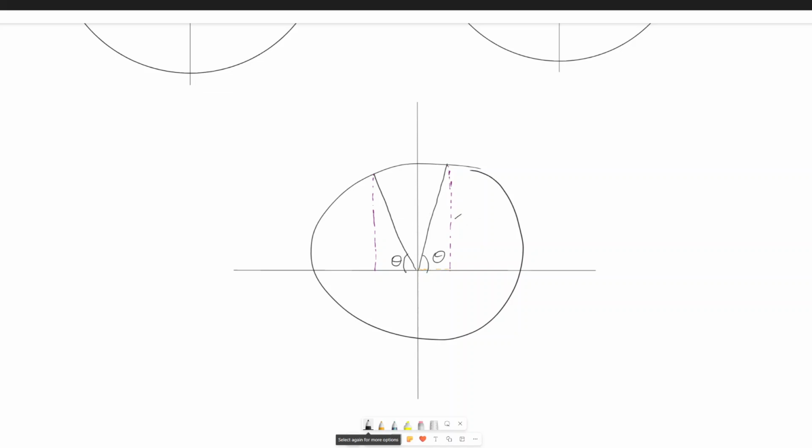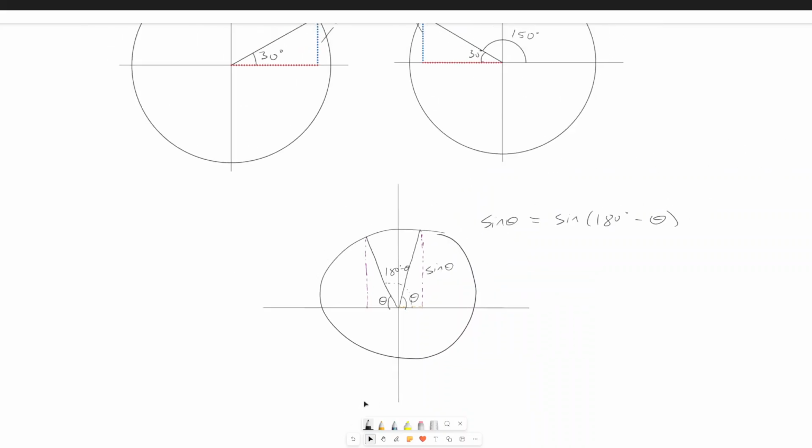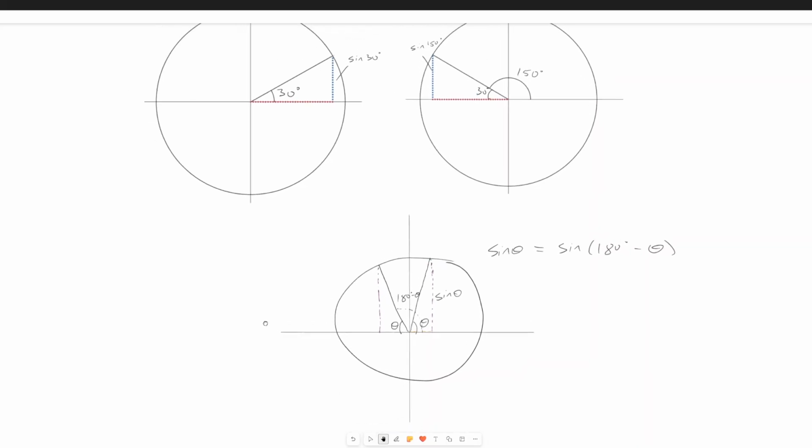So of course, this is sine theta, right? And then this bit here, if you think about the supplementary angles, is going to be 180 minus theta, right? So what we have is sine theta is equal to sine of 180 minus theta. Okay, so this is the rule that you've been sort of taught at school.